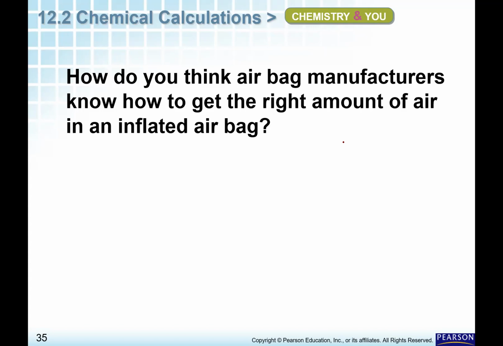Okay, let's deal with this question now. How do you think airbag manufacturers know how to get the right amount of air in an inflated airbag? Remember, this is the airbag question. We have sodium azide that is dissociated, or it will be separated into nitrogen gas and sodium. So how do you think they should know how much air they need to produce?